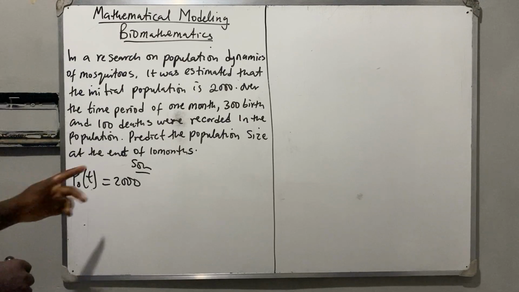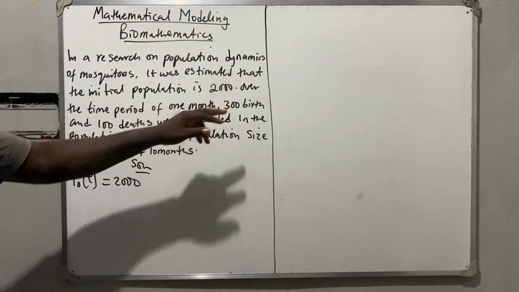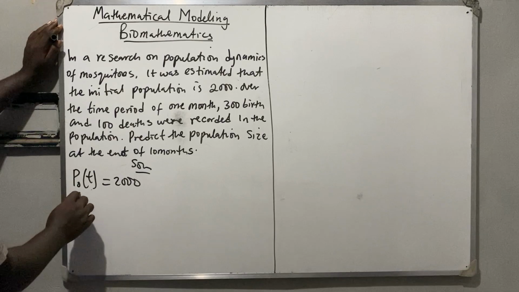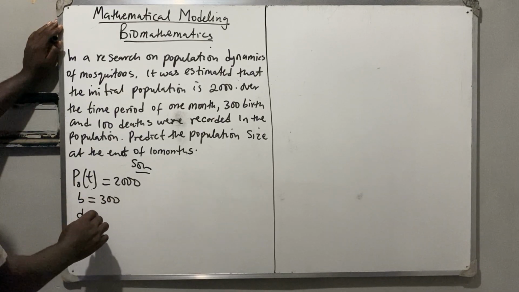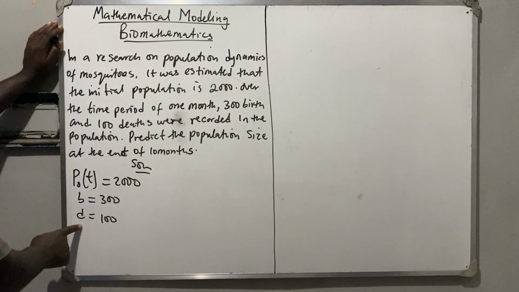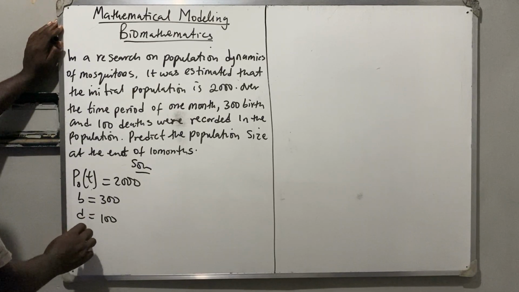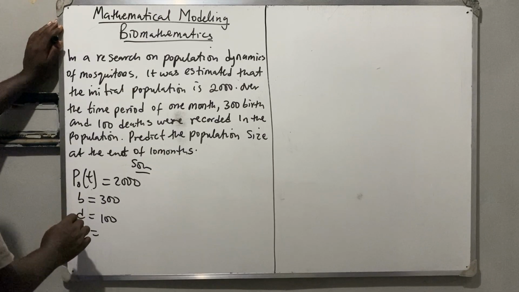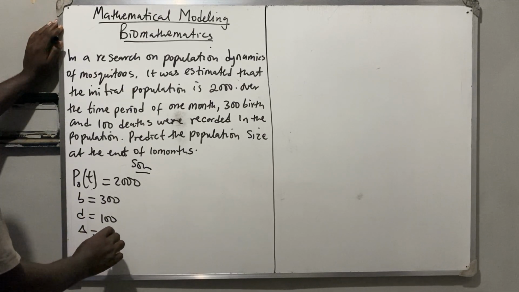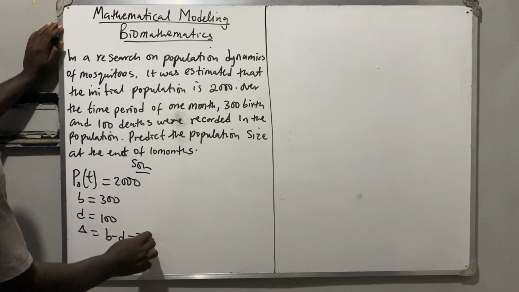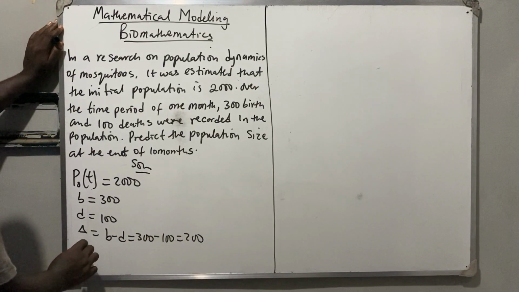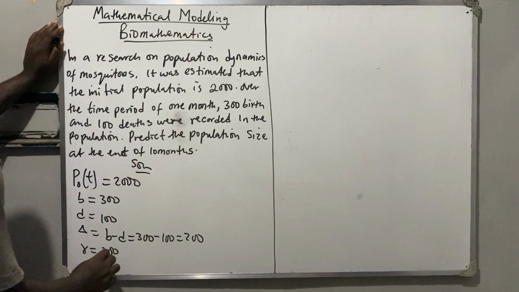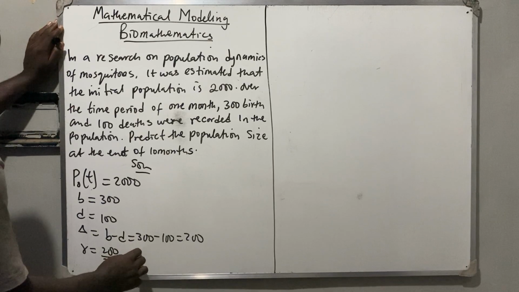the population is now 300 births. So the birth we have over 1 month is 300, while the death we recorded is 100. So the change here should now be the birth minus the death, which is 300 minus 100, giving us 200. Then our rate will be 200 divided by the initial population, 2,000, which gives us 0.1.